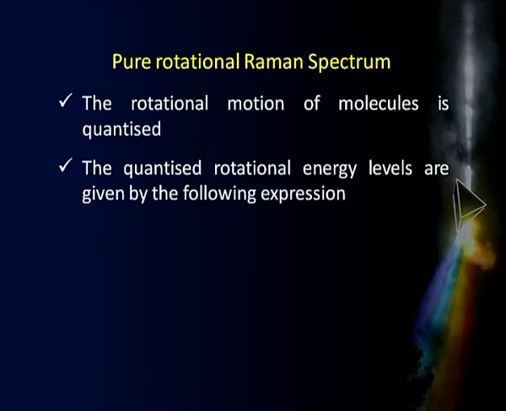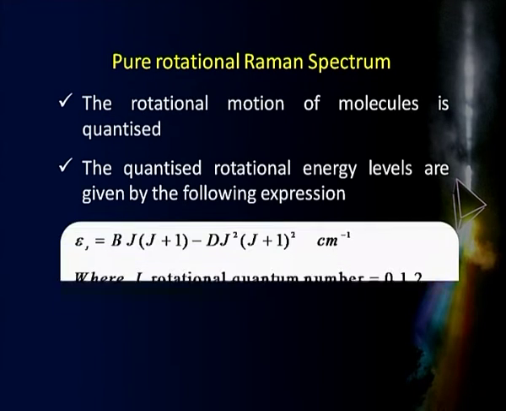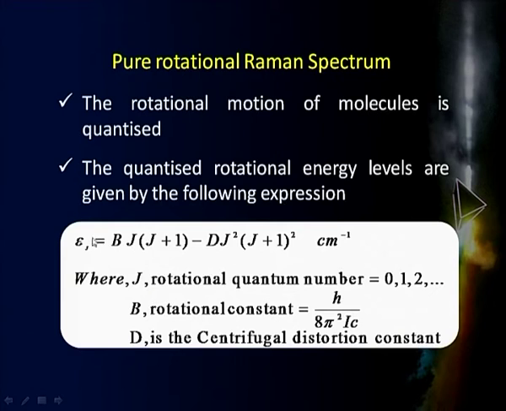The quantized energy levels of a rotating molecule are given by the following expression: E_j = B j(j+1) - D j²(j+1)², where B is the rotational constant, j is the rotational quantum number which can have a value of 0, 1, 2 and so on, and D is the centrifugal distortion constant, whose magnitude is much smaller than that of B. That is the kind of expression we had, and the second term, the negative term, comes because of the non-rigidity of the molecule. That is what we learned in the case of the rotational spectrum.